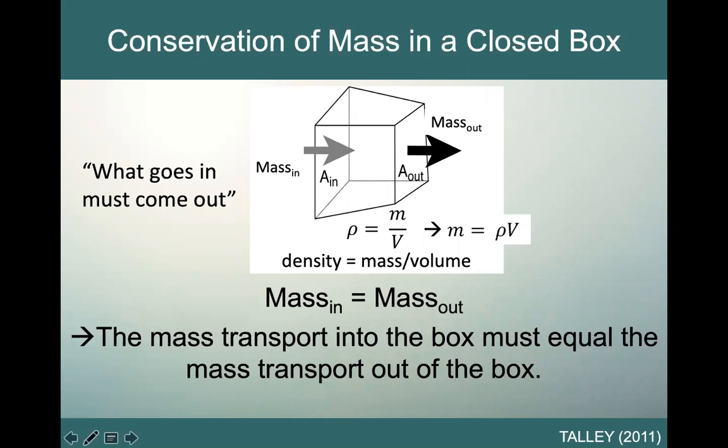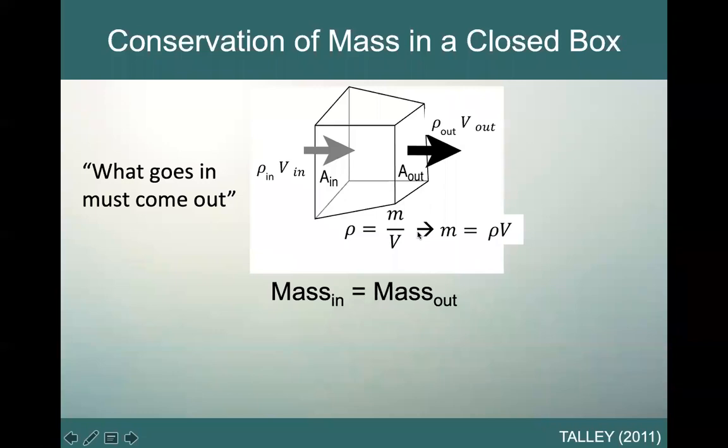Using this quantity, that the mass is equal to the density times the volume, I can plug this into the mass I have here and up here as well. And so I end up with rho in, V in, and rho out, V out. So now mass in equals mass out becomes rho in, V in equals rho out, V out.